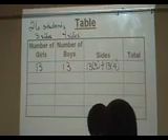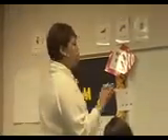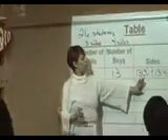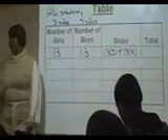Taylor? Multiply. What are we going to do? We're going to multiply, then what? We're going to multiply, then add, which is order of operations. Okay? So, 13 times 3, I think is 39.